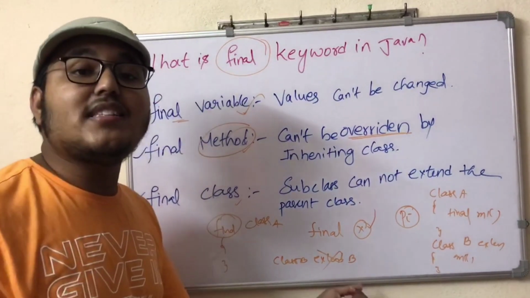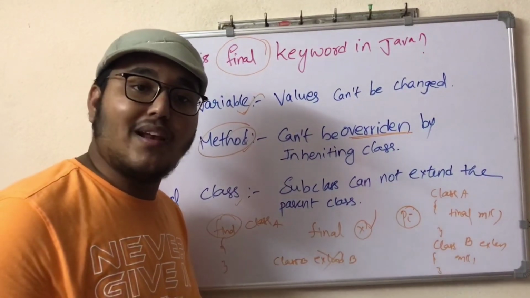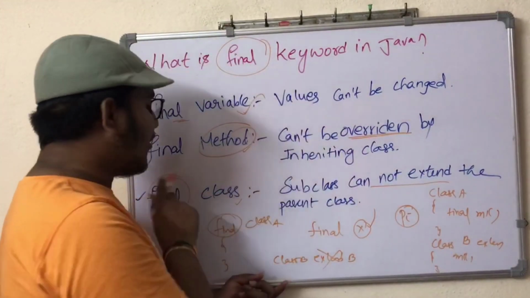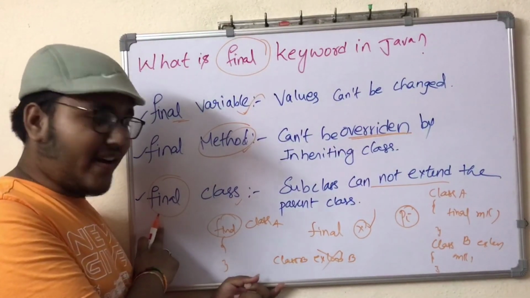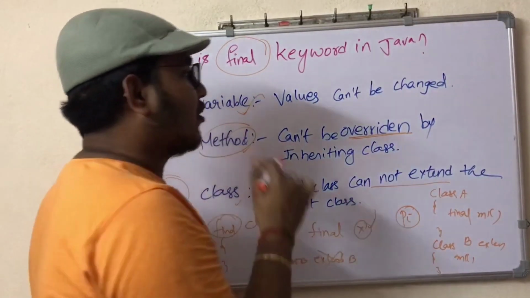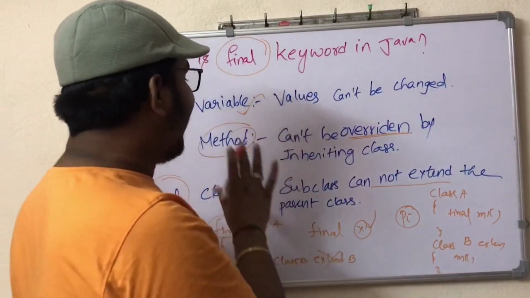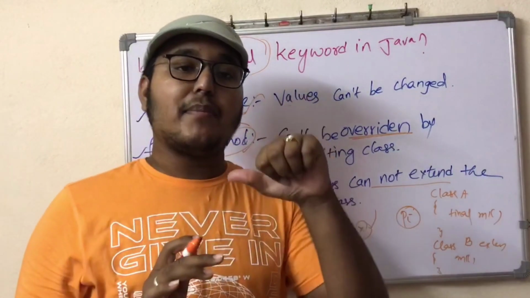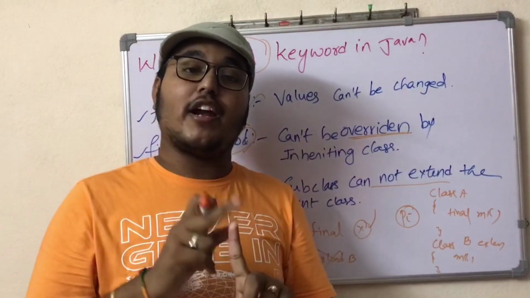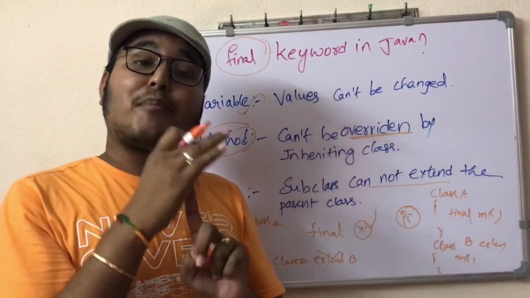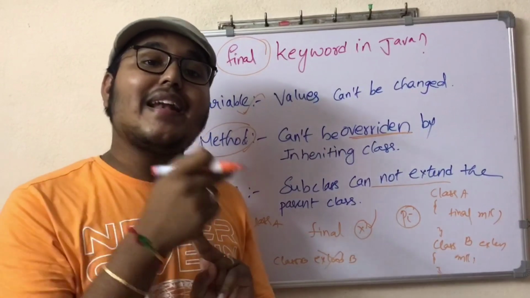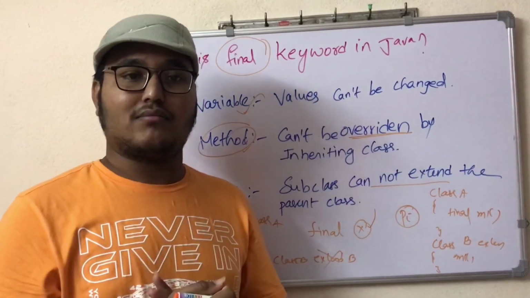The inheritance property is not possible here, because if you declare a class as final, the child class will not extend that parent class. So if you use a final variable, that variable cannot be modified. If you use a final method, polymorphism is not applicable. If you use a final class, inheritance will not be applicable.